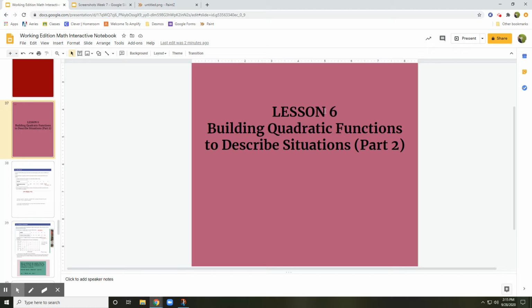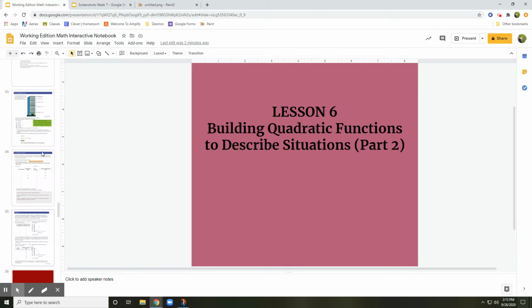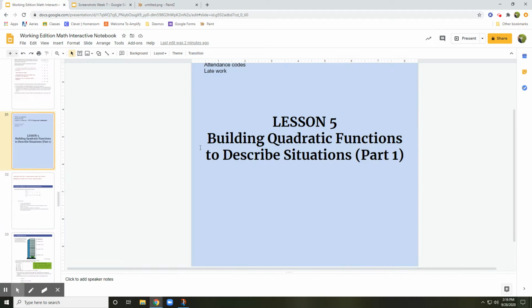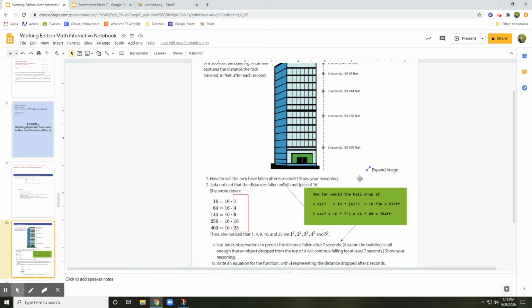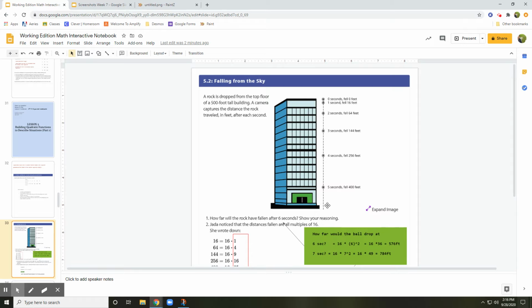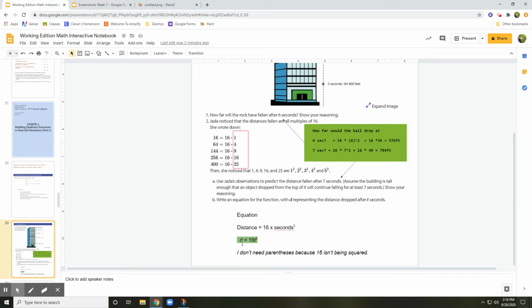All right, so we're going to be doing lesson 6, which is building quadratic functions to describe a situation. This is part 2. If you'll recall, in lesson 5, which was part 1, we built a quadratic function where something fell from the top of a tower to the bottom of the tower. And we found that the equation ended up being the distance is equal to 16 t squared, where t is the value of seconds. So 16 times the seconds squared. This is acceleration due to gravity. We're going to use that word several more times.